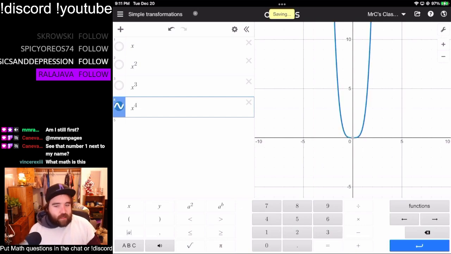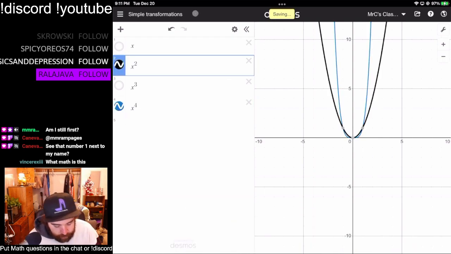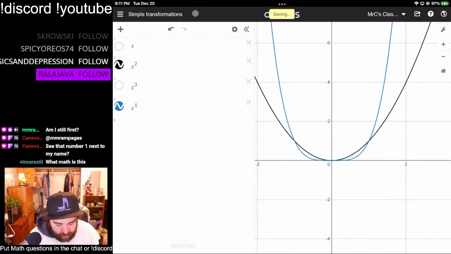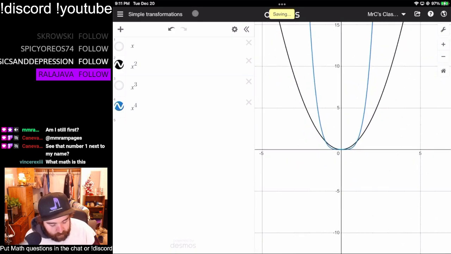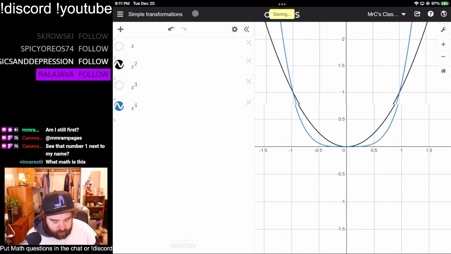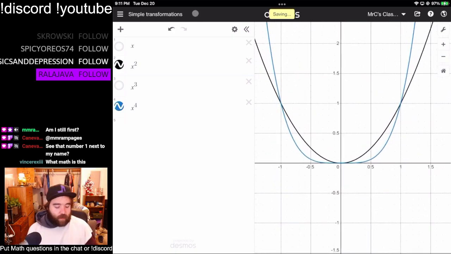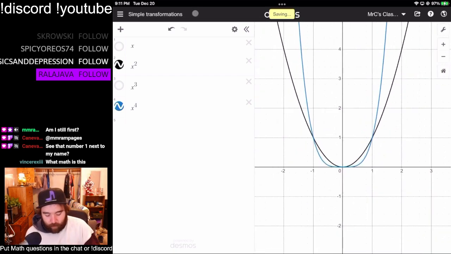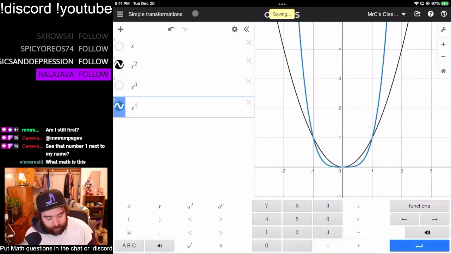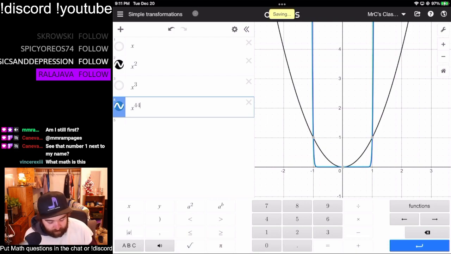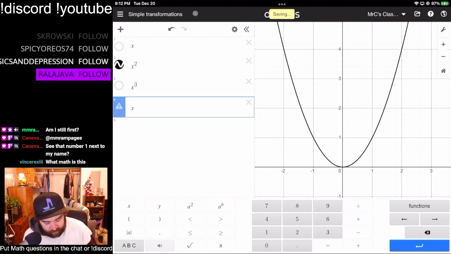Now, what's the key difference between x to the fourth and x squared? I would say x to the fourth is flatter in the middle, but then steeper on the outsides. By outsides, I mean outside 1 and negative 1. Inside 1 and negative 1, it's flat. Outside 1 and negative 1, it's steeper. And that relationship just gets bigger and bigger the bigger you make that number, as long as it's even. Because if it's odd, then it does an x cubed thing.